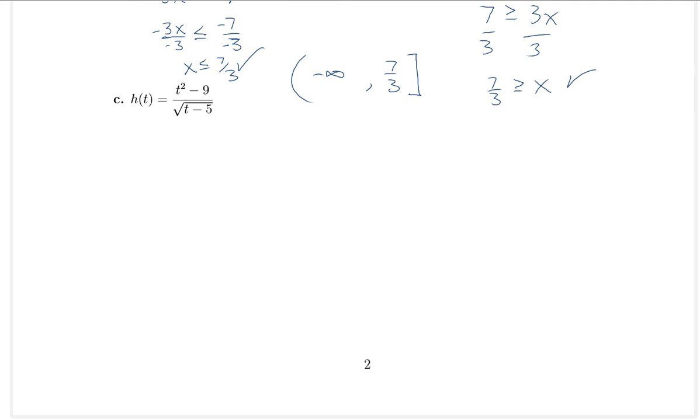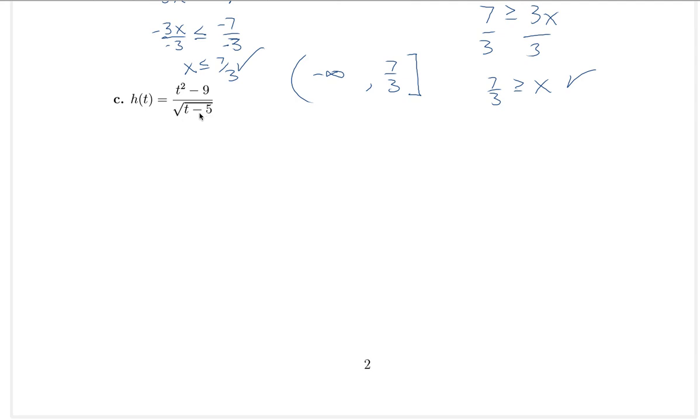What I want you to remember is that the only things we're looking out for are, is it possible that I will divide by 0? And is it possible that I'll take a square root of a negative? Neither of those things have anything to do with t squared minus 9. There's no square root up there, and it's not on the bottom of the fraction, so it doesn't matter. So we can just restrict our attention down here to this t minus 5.